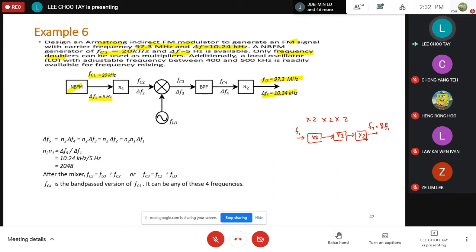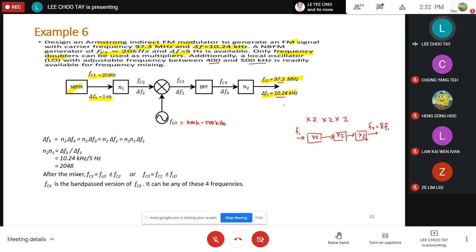So additionally, a local oscillator with adjustable frequency between 400 to 500 kilohertz is available for frequency mixing. So what it means here is your FLO is actually between 400 kHz and 500 kHz. You can adjust the frequency to the exact frequency that you need, to generate a final carrier frequency of 97.3 MHz and a final frequency deviation of 10.24 kilohertz.